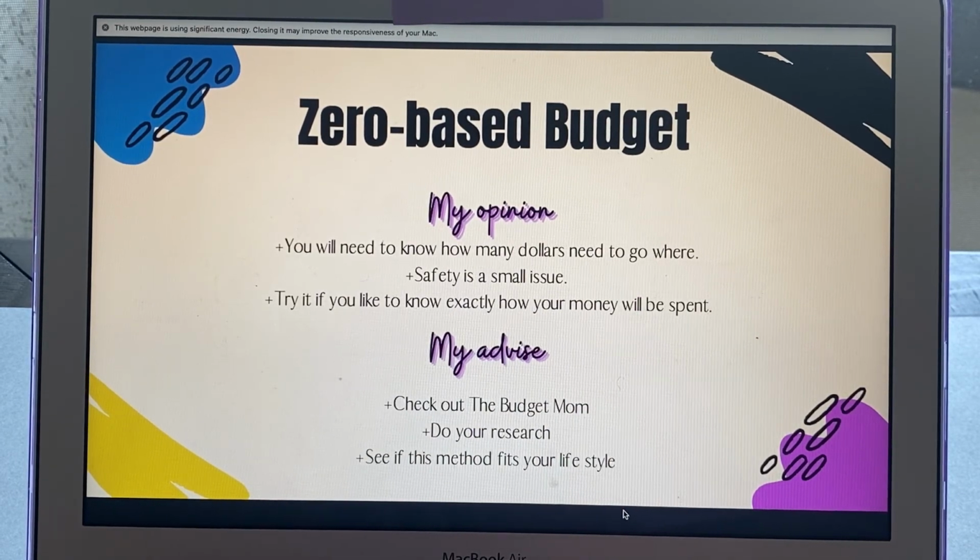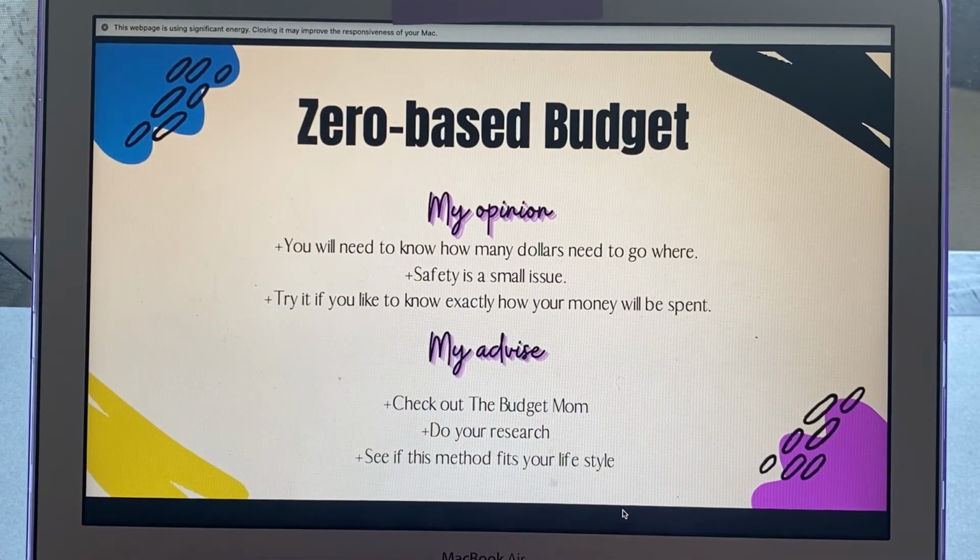I would recommend trying this if you like knowing exactly where your money will go and how it needs to be spent. My advice is also to check out the Budget Mom once again. She's really good at the zero-based budget. Do your research and also see if this fits for your lifestyle.